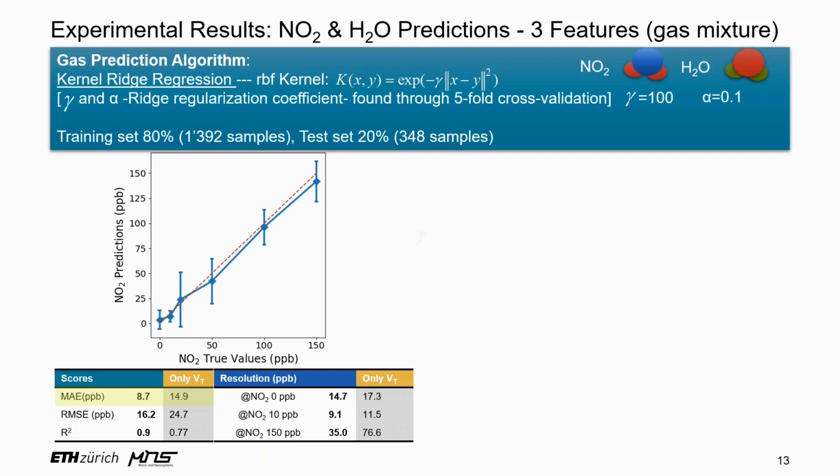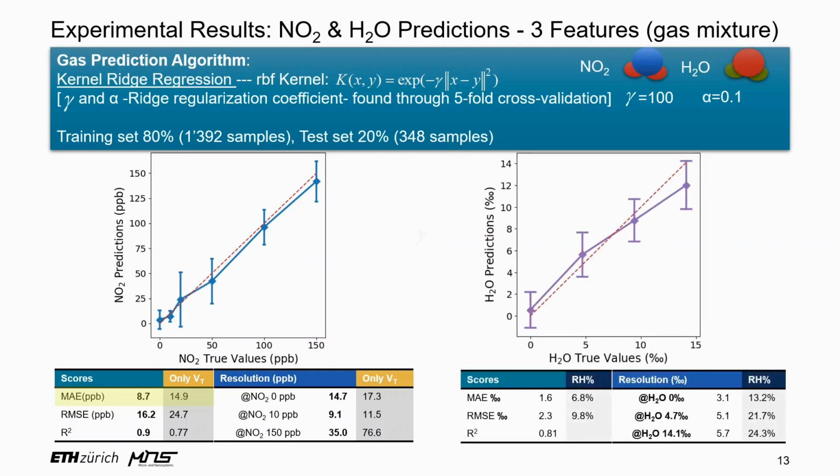And actually now, even if we have only one sensor, but we have more features from it, we trained this algorithm to not predict only NO2, but also to predict humidity. And these are the prediction results for humidity. The mean absolute error in this case is 1.6 per thousand, which corresponds to a relative humidity mean absolute error of 6.8%.